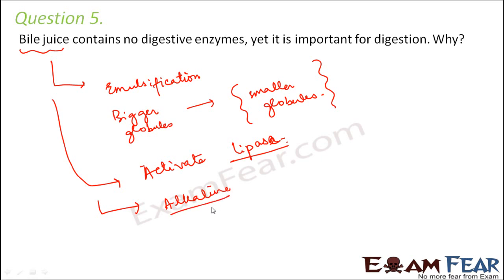Now, as we know, the food or the chyme enters the small intestine from the stomach. When it comes from the stomach, it is highly acidic in nature. So we need something alkaline in order to balance that acidic nature of chyme. For that, bile juice makes the environment alkaline. So these are some of the contributions of bile juice which make it very important for digestion, even though it does not contain any digestive enzymes.